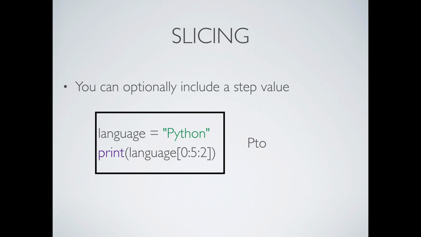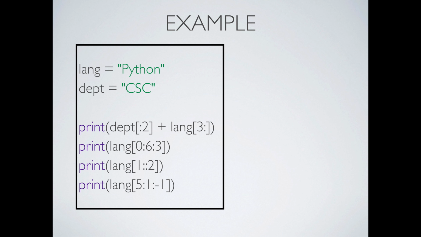So if for whatever reason you have some sort of string and you want to see every other character, this is how you would do it. You would use slicing combined with this step value option here. Alright, here are a couple of examples. Go ahead and pause this video and come back when you're ready to see the answers.